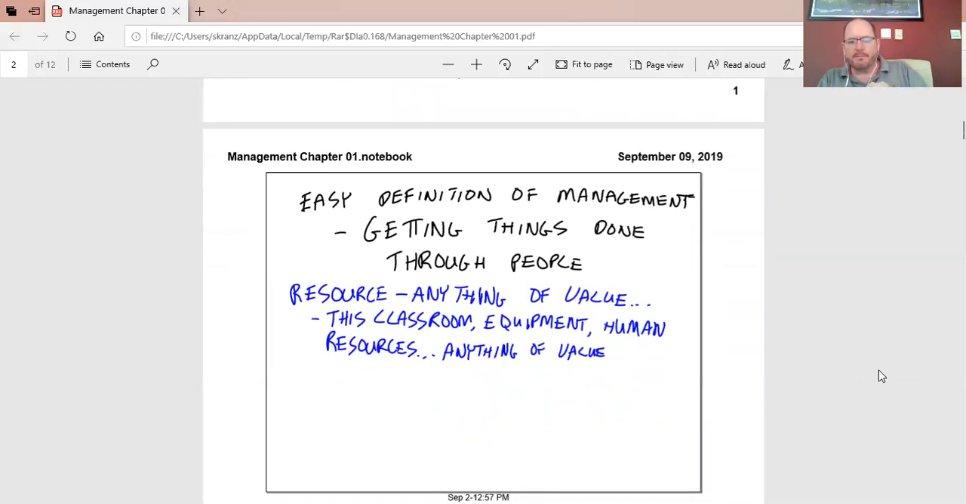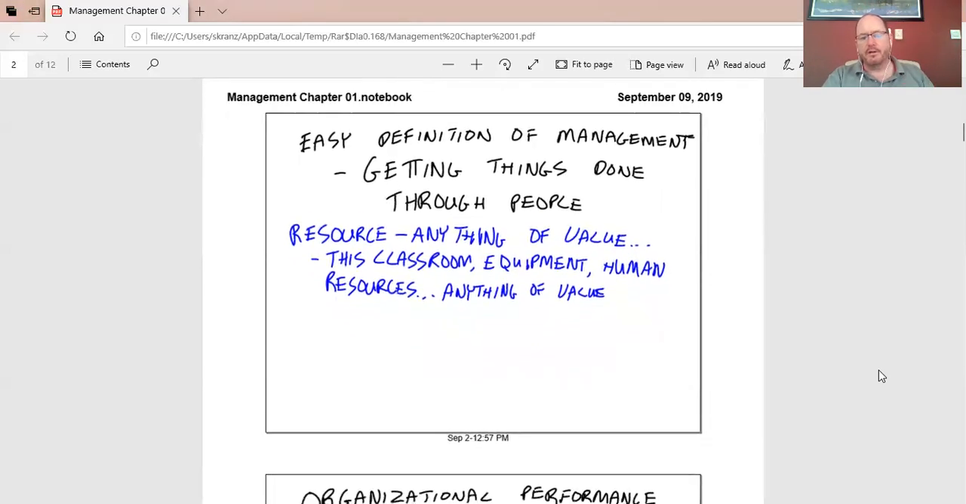The term resource. A resource is anything of value. When I wrote this, I explained that this classroom is a resource, that the equipment that the university has is a resource. As an employee of the university, I am a human resource. Anything of value is a resource.